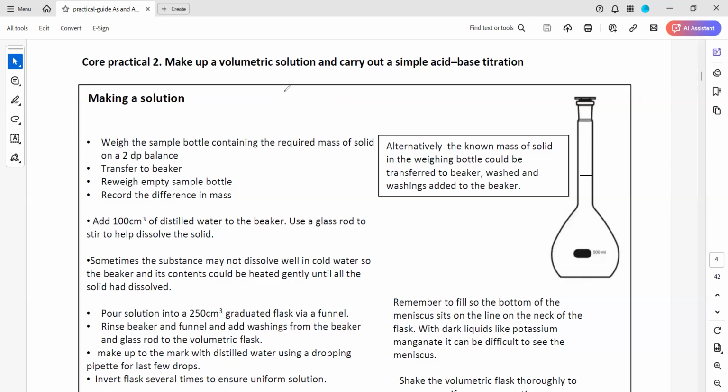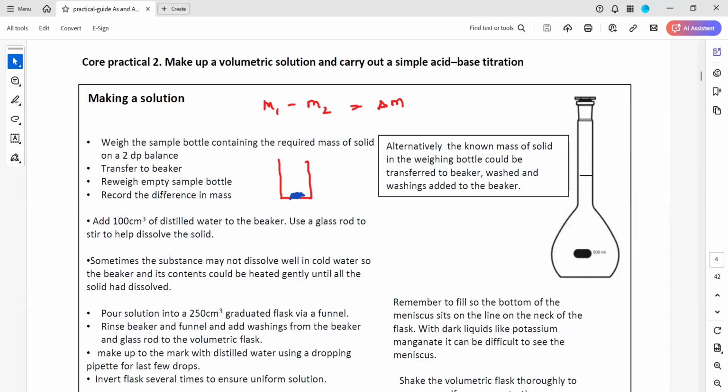We have a sample bottle. We measure the mass of the sample bottle with the sample, and then we remove the sample and get the mass of the empty bottle. When we take the difference of the two masses, we know what mass of sample is used. We transfer the sample into a beaker.